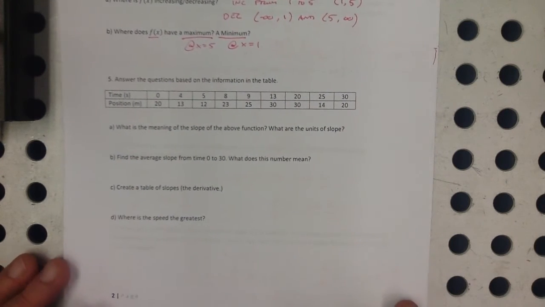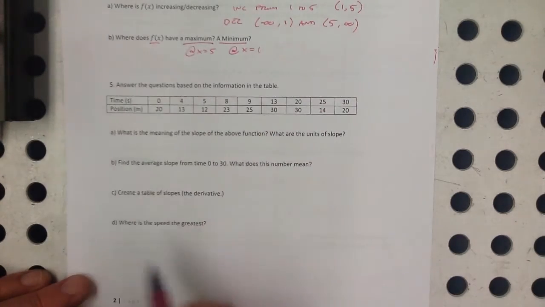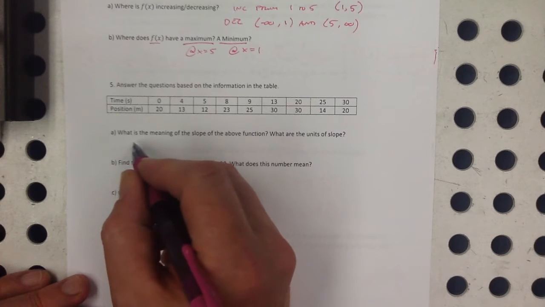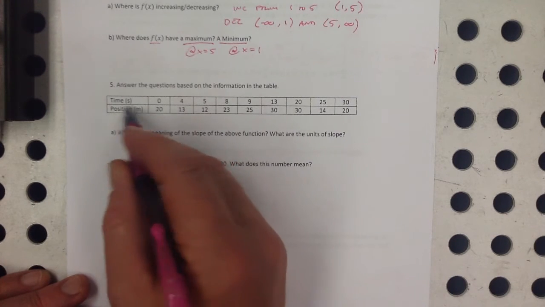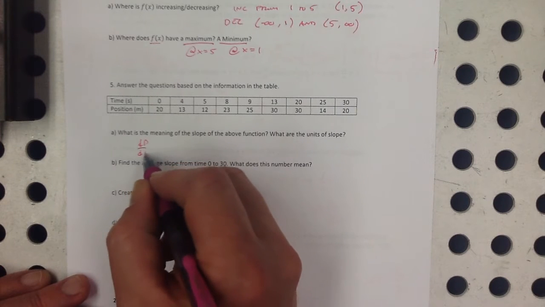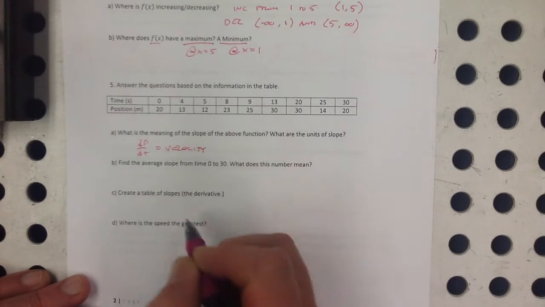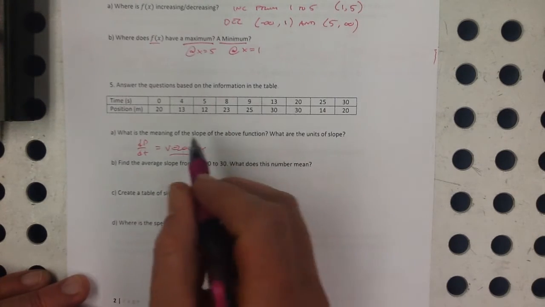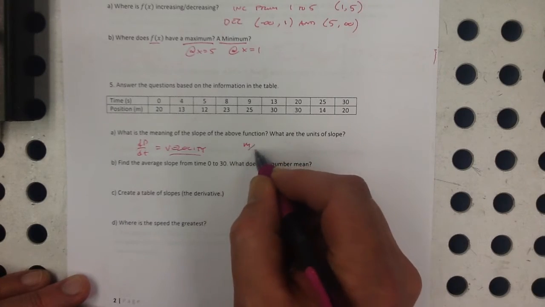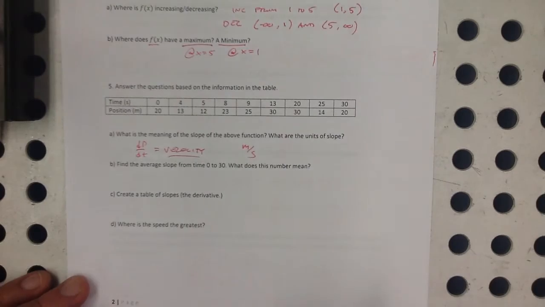And then down here, our table of values. What's the meaning of the slope here? Well, this is position-time data, so the slope would be rise over run: change in position over change in time, dp/dt, which is velocity. Right? Not speed, it's velocity, because it could be negative. And what would the units be? The units would be meters per second. Units of rise over units of run.